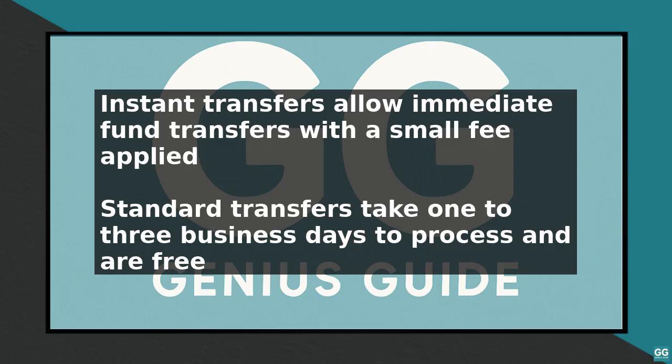To initiate a transfer, go to the Venmo app and select the Transfer to Bank option. Enter the amount you want to transfer and choose your transfer method. Review the transfer details carefully before confirming the transaction. You will receive a confirmation email once the transfer is complete.